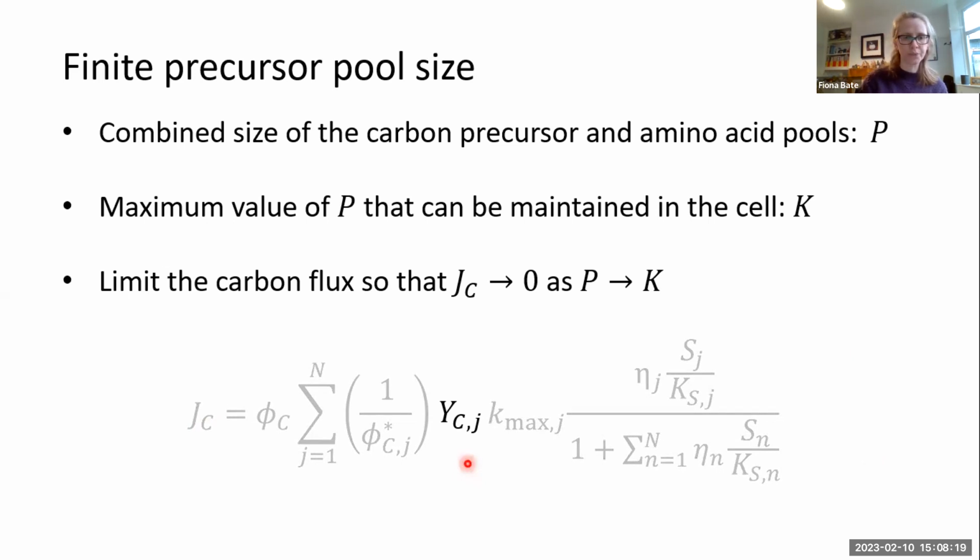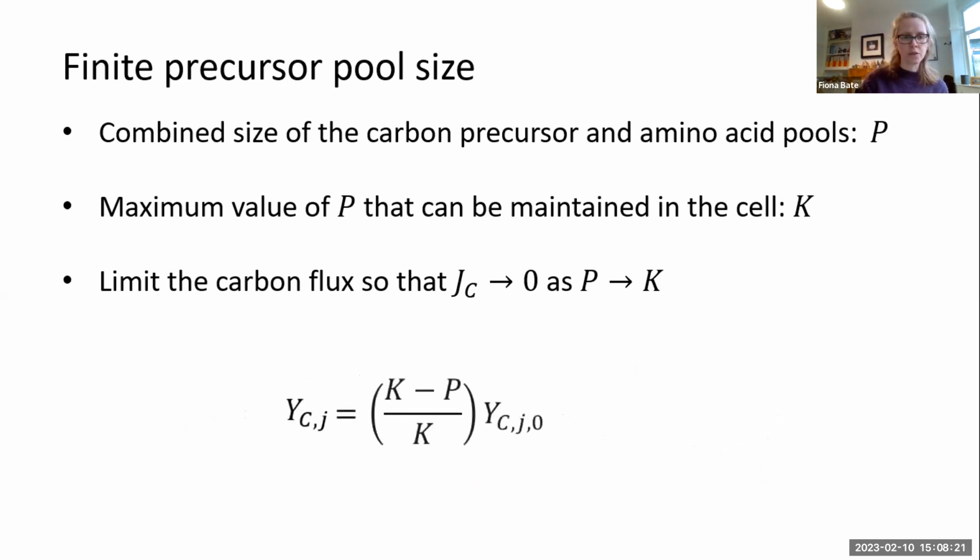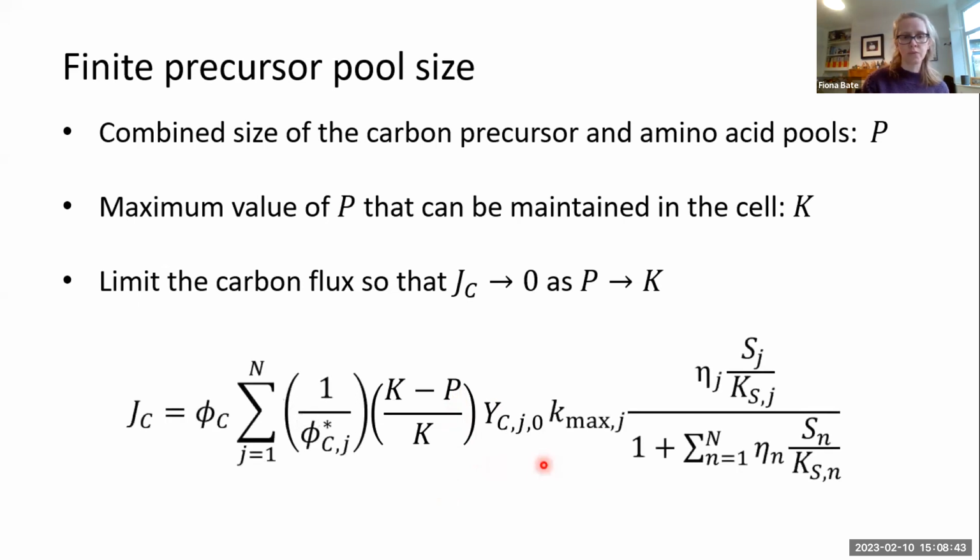So what we do is we write this as a constant, YCJ0, and we times this by K minus P over K, so that as P approaches K, the yield tends to 0. And when P is 0, we've just got this constant YCJ0. Putting that back into our expression, we just have this extra term.